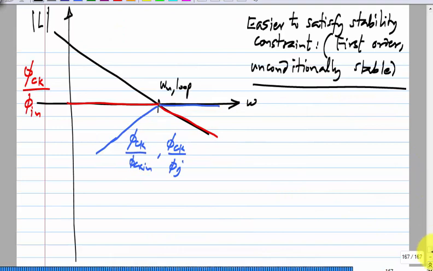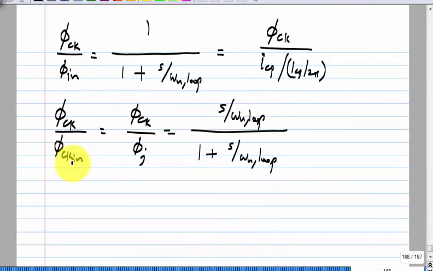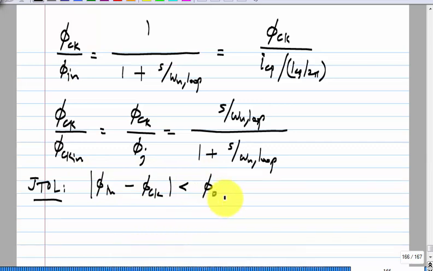So, that is that. Then what about jitter tolerance? For jitter tolerance, we need phi n minus phi c k to be less than some phi naught. So, what is the value of phi n that satisfies this? That is the question.